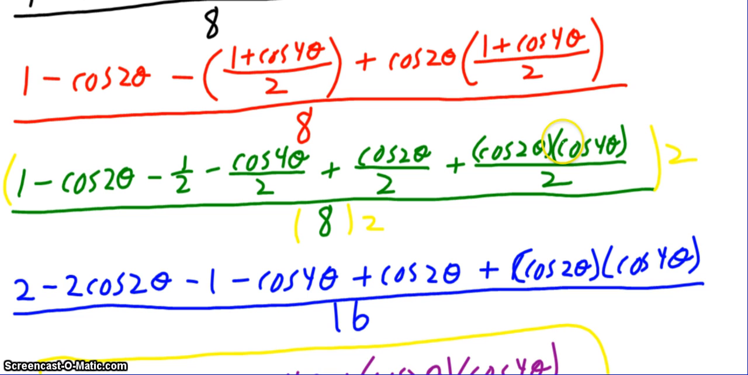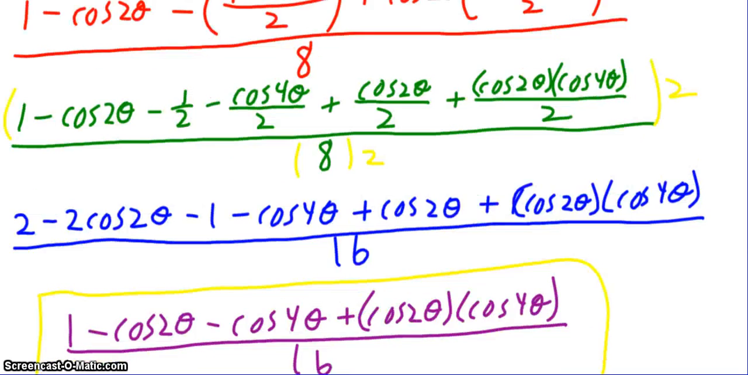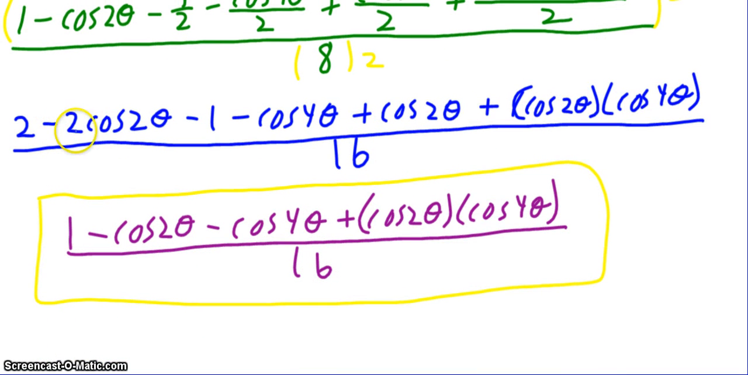Now I chose to multiply the top and the bottom by 2 to get rid of the fractions in the numerator. So I end up with 2 minus 2 cosine 2 theta minus 1 minus cosine 4 theta plus cosine 2 theta plus cosine 2 theta times cosine 4 theta all over 16. Combine like terms in the numerator, and I get 1 minus cosine 2 theta minus cosine 4 theta plus cosine 2 theta times cosine 4 theta all over 16.